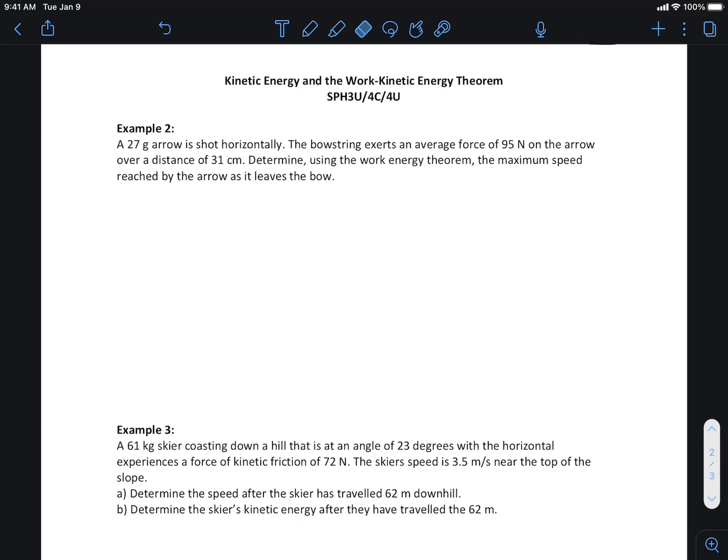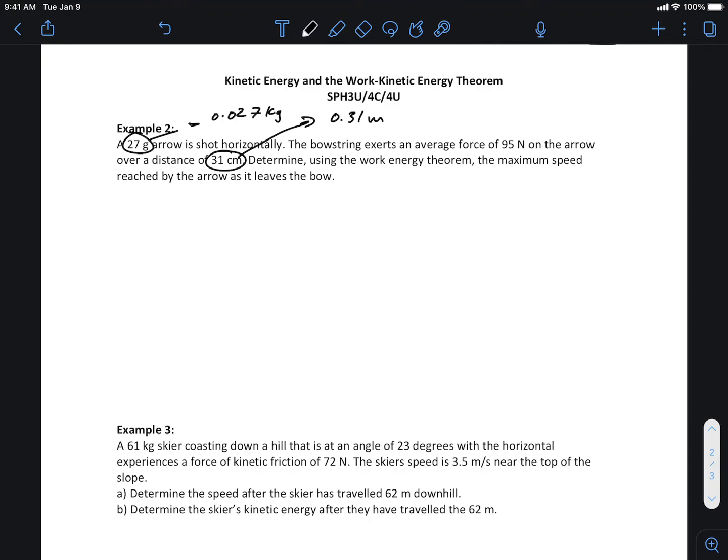Anyway, write down what you know and what you don't know, keeping in mind, sometimes you got to look at what the normal units are that we work with. We don't work with centimeters. And we don't work with grams. What do we work with? We work with kilograms and meters. So those are going to have to be converted. Okay, so a 27 gram arrow, well, 27 grams is 0.027 kilograms. You guys should know that 31 centimeters would be 0.31 meters.